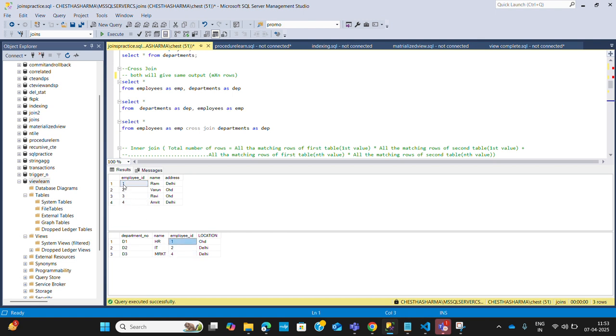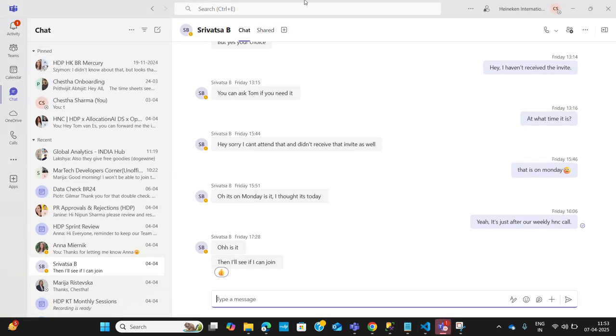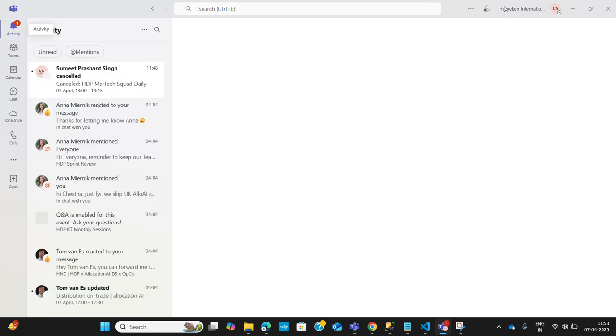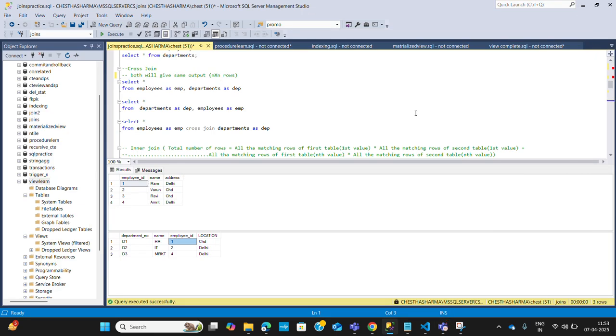If, for example, we are using this table and applying the inner join on employee ID, what it will do is, as you have seen, 1, 2, and 4 are common employee IDs in both these tables, and each is coming one time in the employee table and one time in the department table. So 1 into 1 is 1.